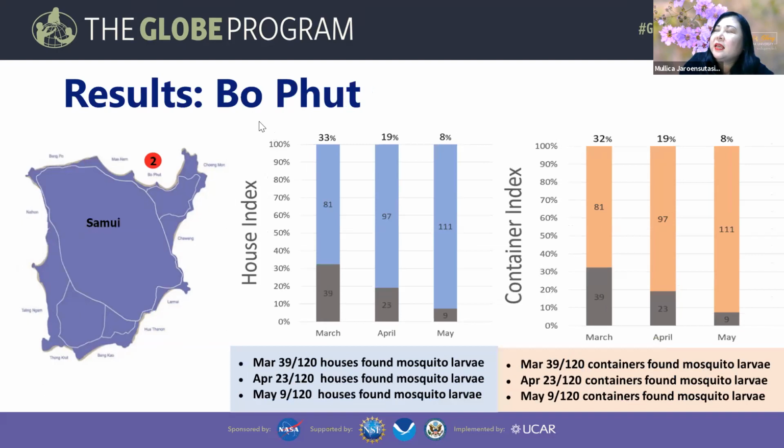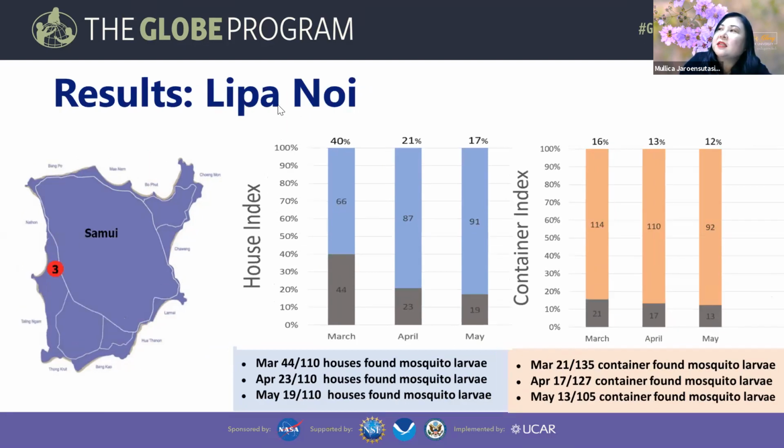Then you can see this is the second sub-district, changing from 23% of the houses that found mosquito larvae to 8%. From 32% of containers to 8% positive containers. And this is the third sub-district. This is 40% of the houses decreased to 17. This is 16% of containers. From, let's say, 100 containers, we found 16 with mosquito larvae in that water container. And by the third month, it's only 12%.